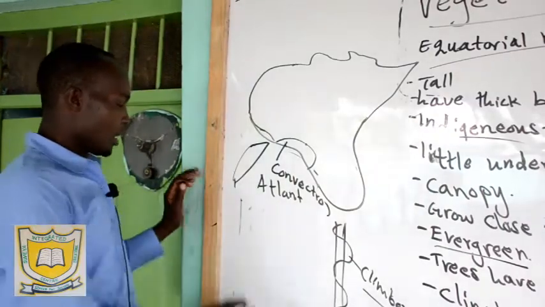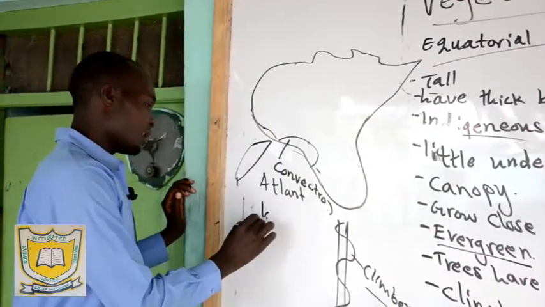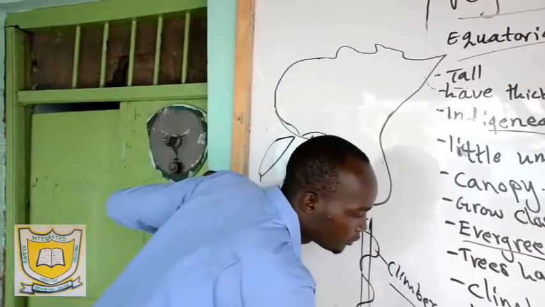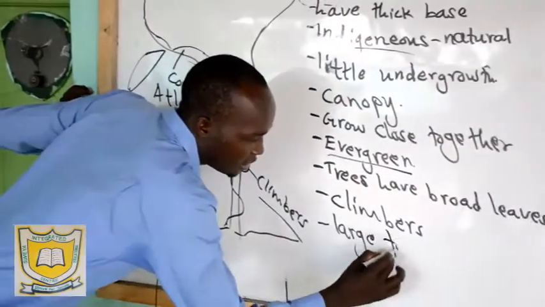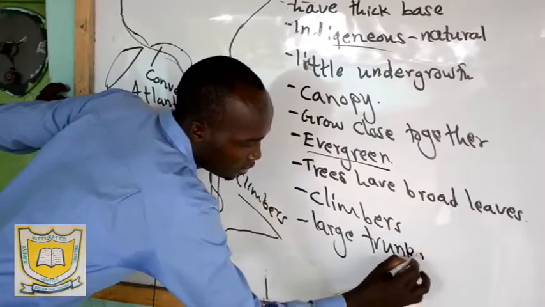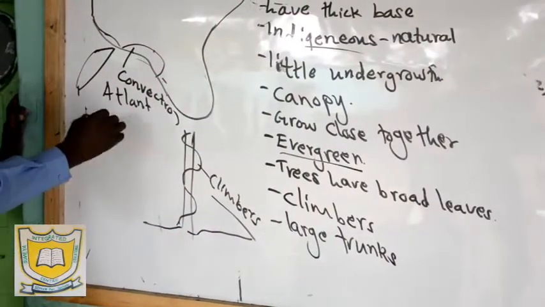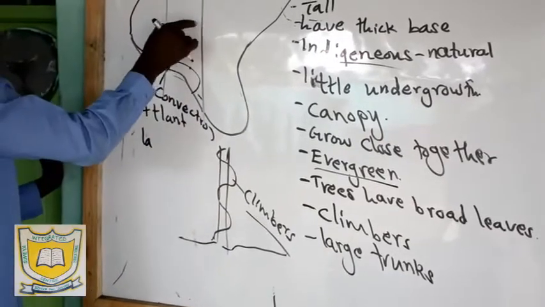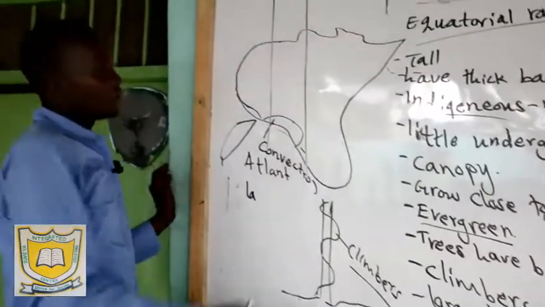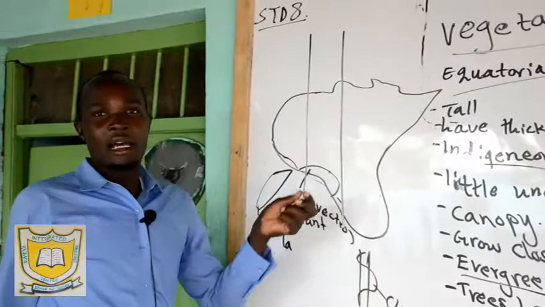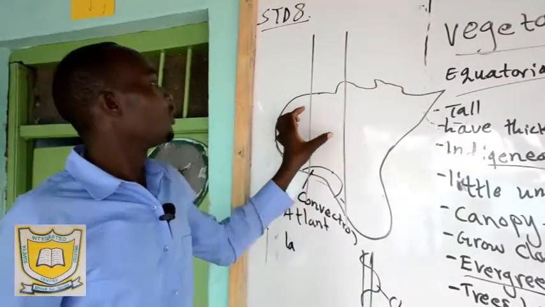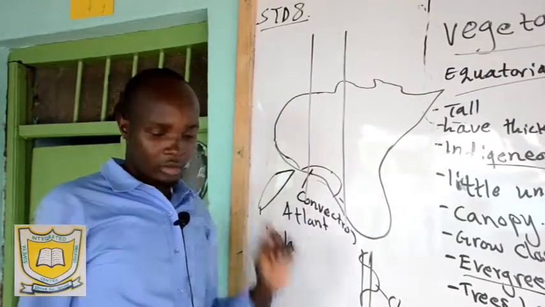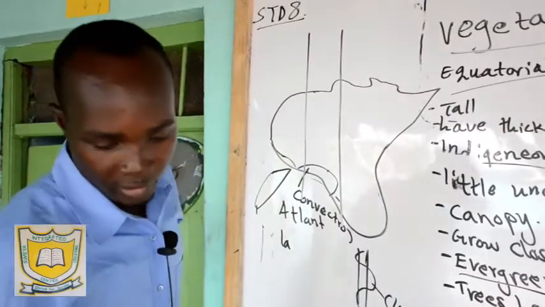Then lastly, the trees have large trunks. Trunk is the base of the tree moving upwards like this. So this is what you call a trunk. So they have very large trunks. So that is about the equatorial forest.